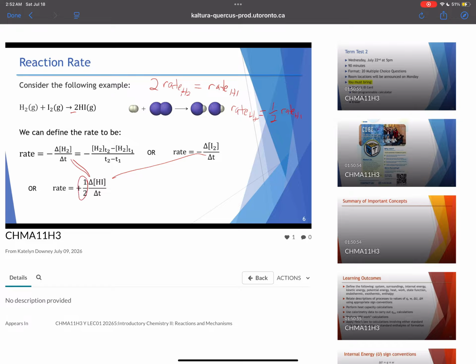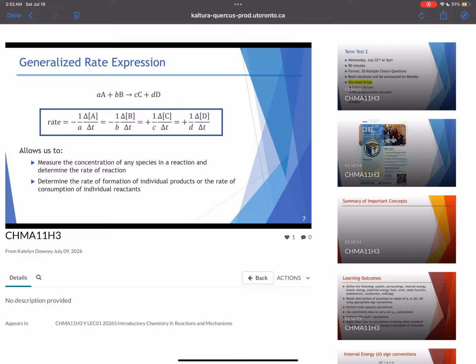Now let's look at this a little bit more formalized. Here's our generalized rate expression. My rate of reaction overall is equal to, you can express it in terms of any of the reactants or products. If I was doing this reaction and I could measure B really well and wanted to figure out the general rate of the reaction, I could figure out the rate of change of B and then multiply it by negative 1 over b to give me my overall rate of reaction.